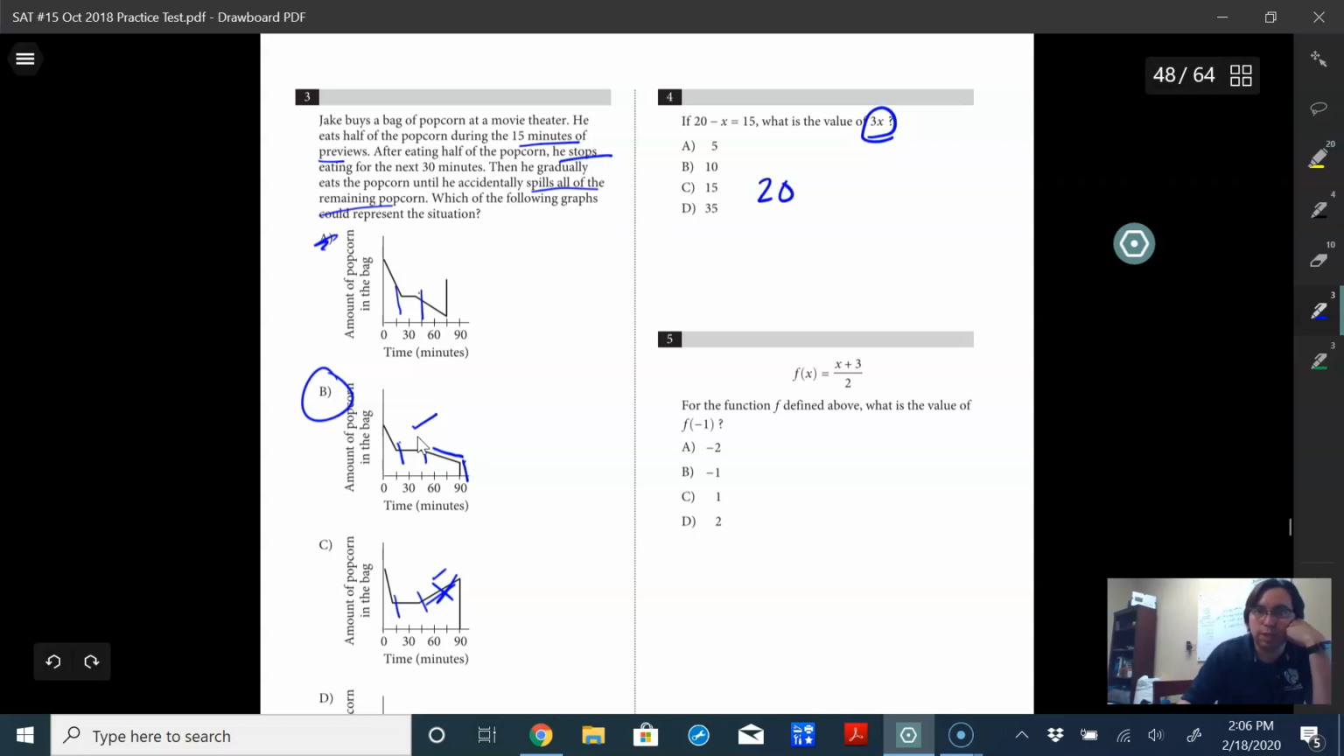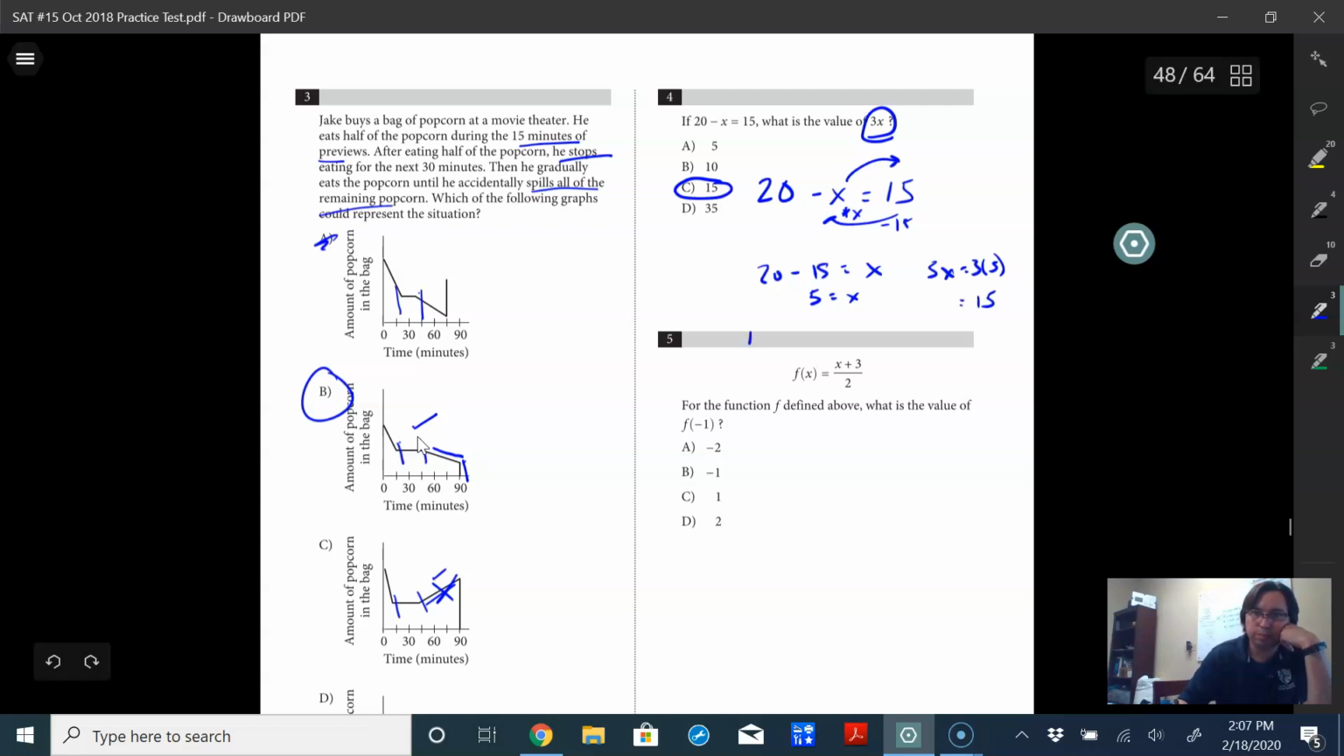So let's write this out. 20 minus x equals 15. Well, I want to move the x over because I want to get rid of my negative. Move this piece over. And so within that, I'm going to have to do minus 15 here and plus x. So we're going to have 20 minus 15 equals x, or 5 equals x. But that's not what we're looking for. So 3x equals 3 times 5, which then equals 15. And so we can see the answer choice on this one is C.